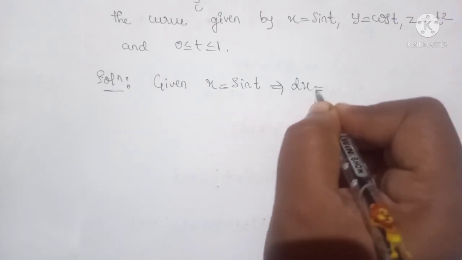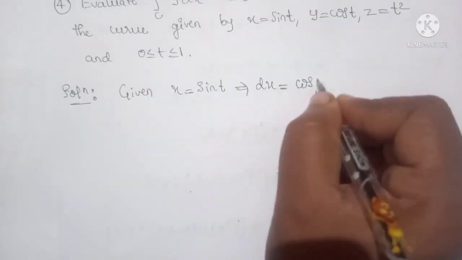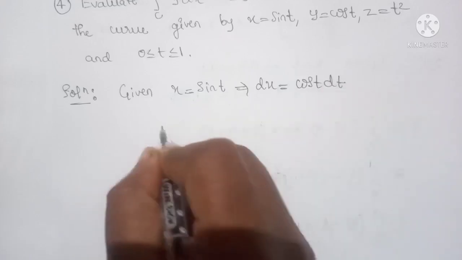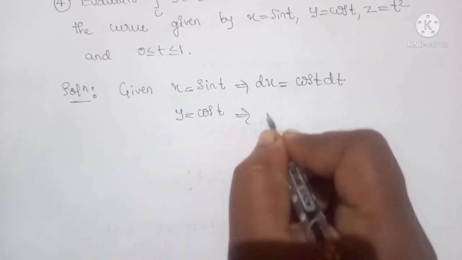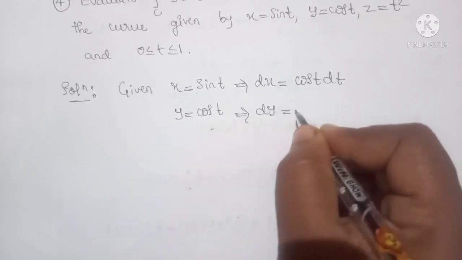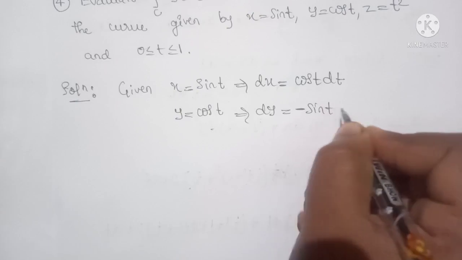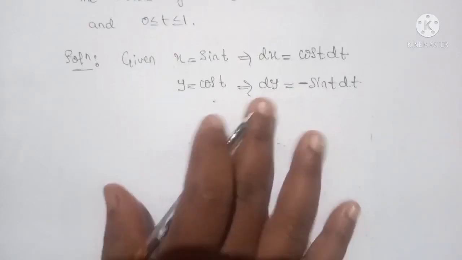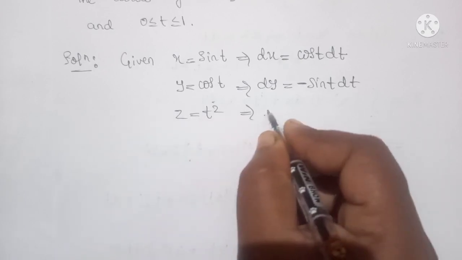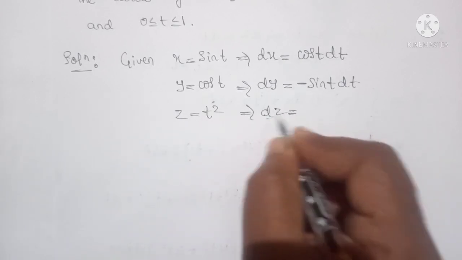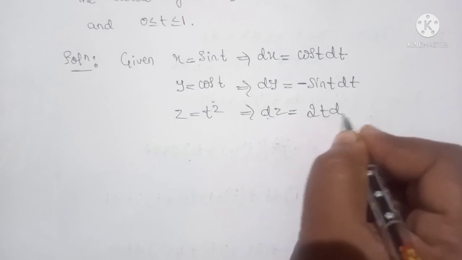differentiating this one, dx equals the differentiation of sin t, which is cos t, into dt, and y equals cos t, its differentiation is dy equals minus sin t dt, and z is given by t square, differentiation is dz equals 2t dt.